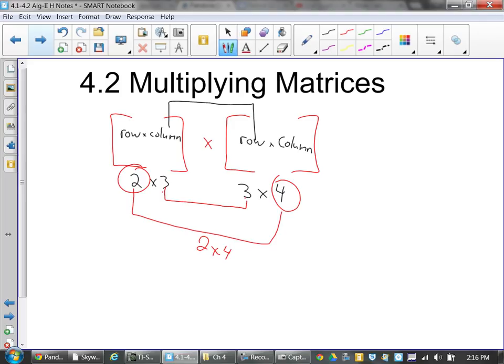And I have a really easy, nice trick to show you how to multiply matrices. Don't read your book. Okay? It's a nice trick. Okay?